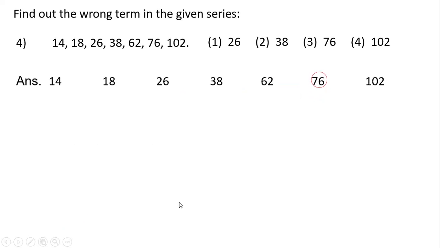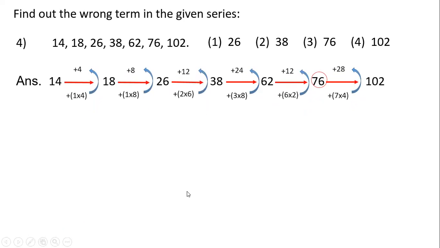In this question, if we observe the series, we find out that 14 plus 4, 18. How does this 4 come? 1 4 is 4. 18 plus 8. How does this 8 come? 8 ones are 8. And 18 plus 8, 26. 26 plus 12, 38. And how does this 12 come? 6 2s are 12. Now, 8 3s are 24. 38 plus 24, it comes 62.